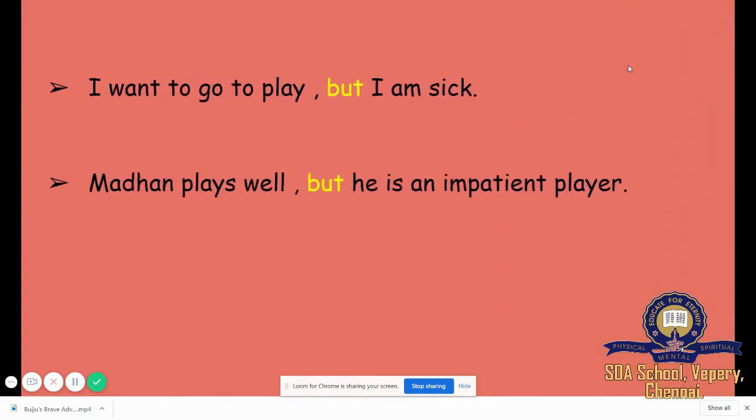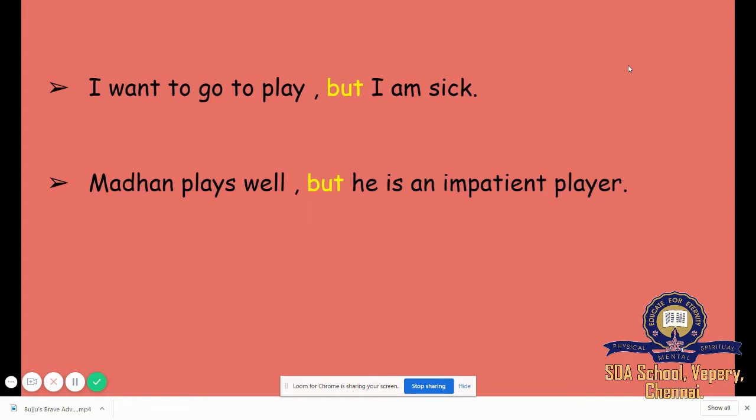The other example is: I want to go to play, but I am sick. So why have we used but here? Because we have a difference. So where does the difference lie? You want to play, but you are feeling sick. So is it possible to play while sick? No. So we use but to join sentences that are opposite.